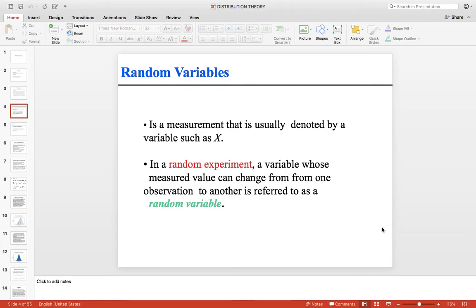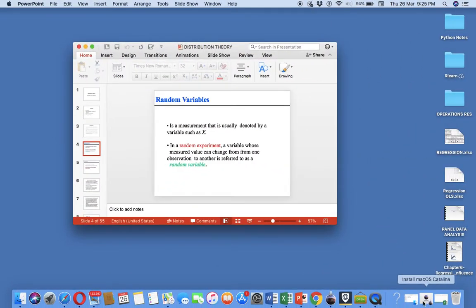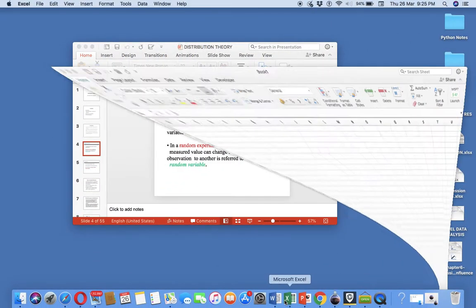Now, what is a random variable? A random variable is a measurement that is usually denoted by a variable such as x. It is a measurement, it's an observation. In a random experiment, a variable whose measured value can change from one observation to another is referred to as a random variable. Let me give you a very contemporary example in Excel.